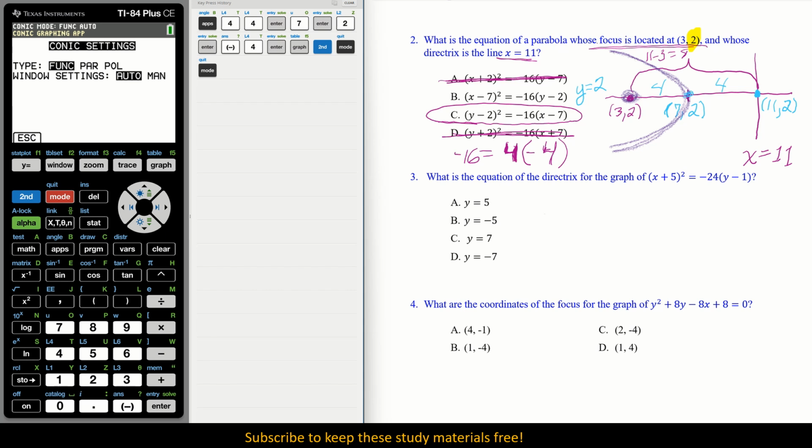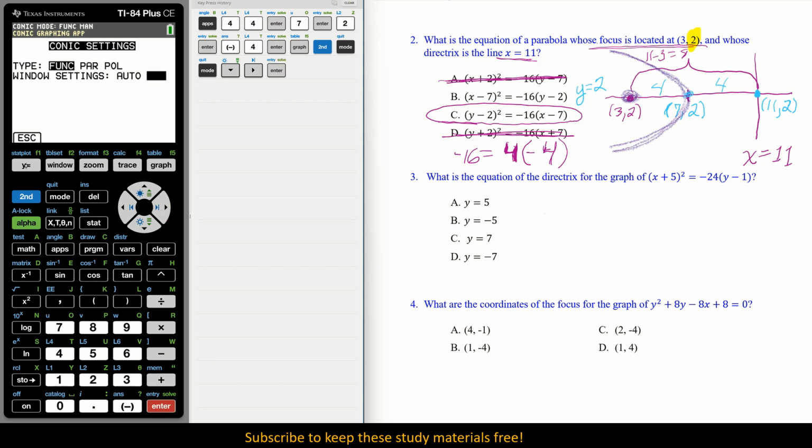Go to your main home screen for your conics, push that, and look at where we get to set our window. So I'm on functions. I'm not on the other items. I'm not on polar or anything. So I go down in window settings. It's on auto. You don't want that to get a good view. Let's go over to manual and push enter.